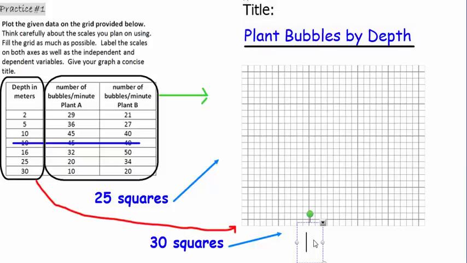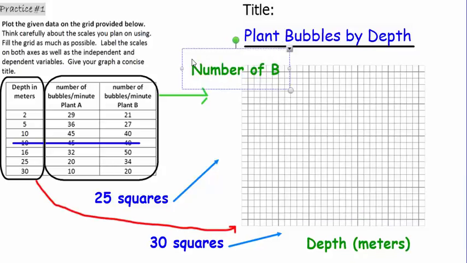Okay. And we'll call this depth in meters. And our other axis, and I'll swing this around, is going to be number of bubbles.